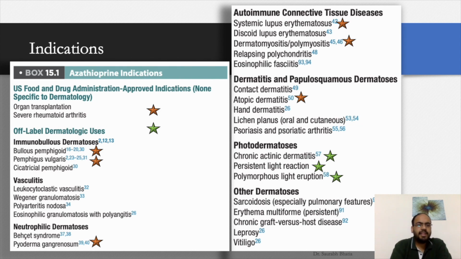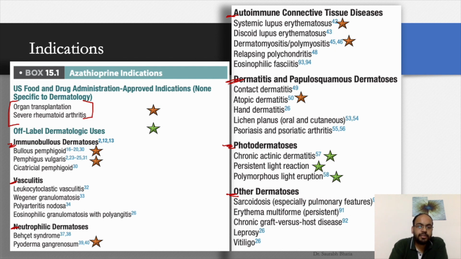Now let's see the indications of azathioprine. As you can see, there are so many indications. Previously, during methotrexate also, I discussed that whenever you want to memorize these kinds of indications, you just have to memorize the headings, nothing more than that. Initially I had said that organ transplantation and severe rheumatoid arthritis are the only two FDA approved indications. All other indications are off label, non-FDA approved.